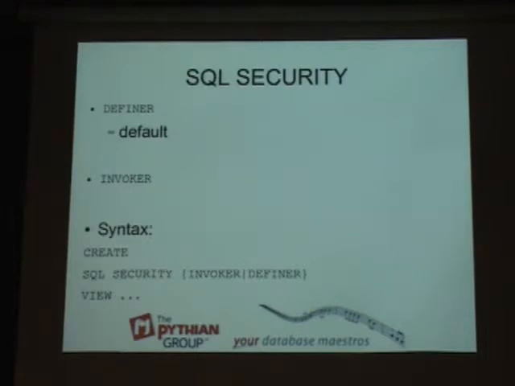Invoker is the security permissions of the invoker, which you might want to use if you have an updatable view. You might want to say, this person's allowed to see salaries, but they're not allowed to update salaries, for example.